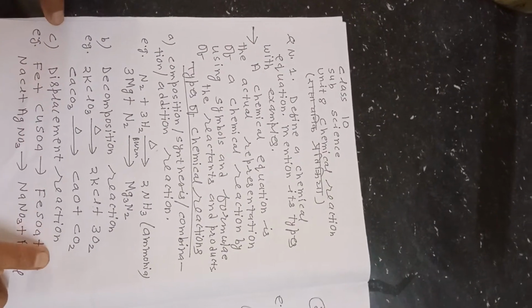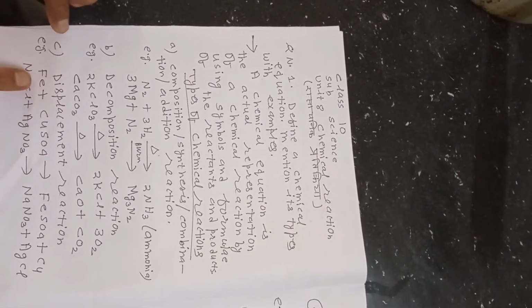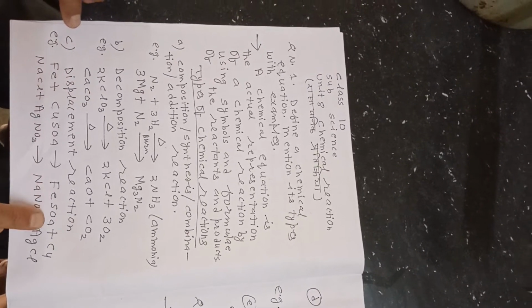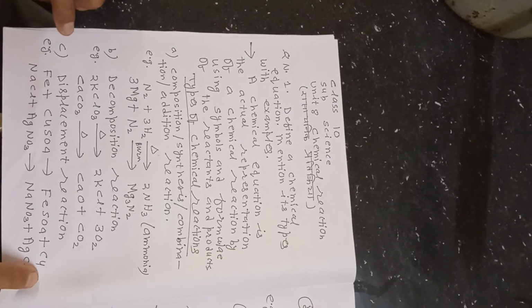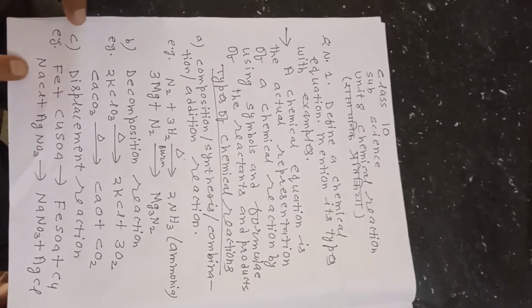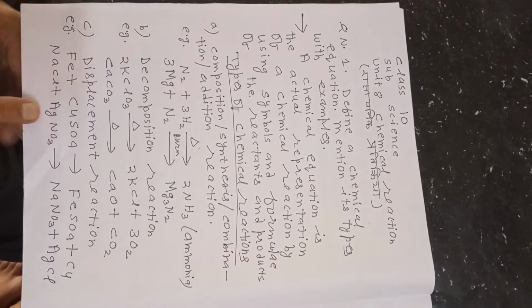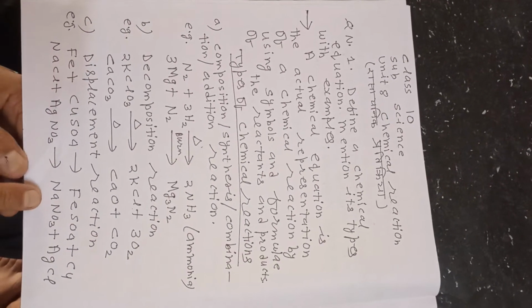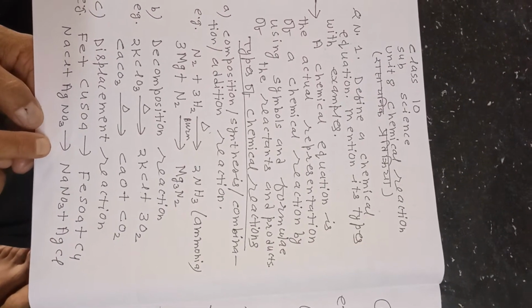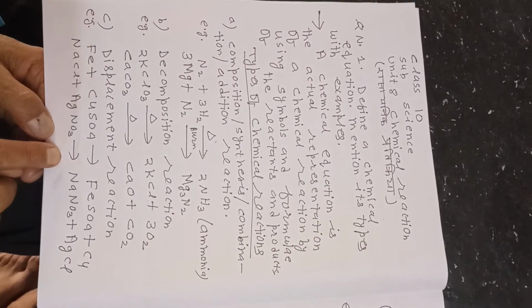C. Displacement reaction. Iron plus copper sulfate gives iron sulfate plus copper. It is a single displacement reaction. Another example: sodium chloride plus silver nitrate gives sodium nitrate plus silver chloride. It is a double displacement reaction.